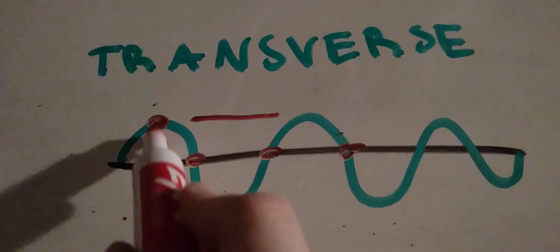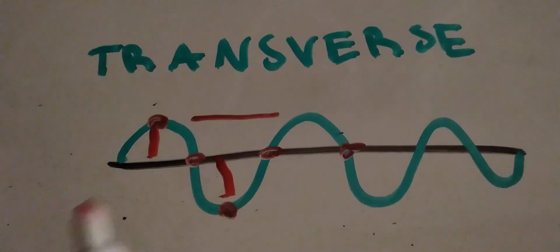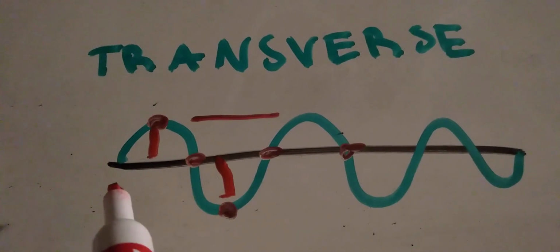The height from either the crest or the trough is called an amplitude, and the more energy a wave has, the higher the amplitude.